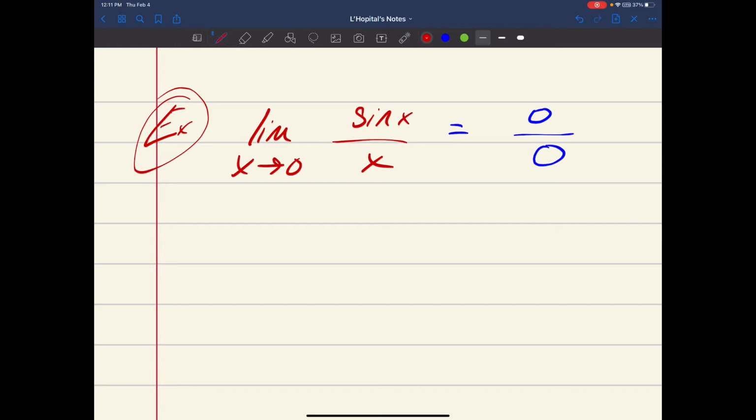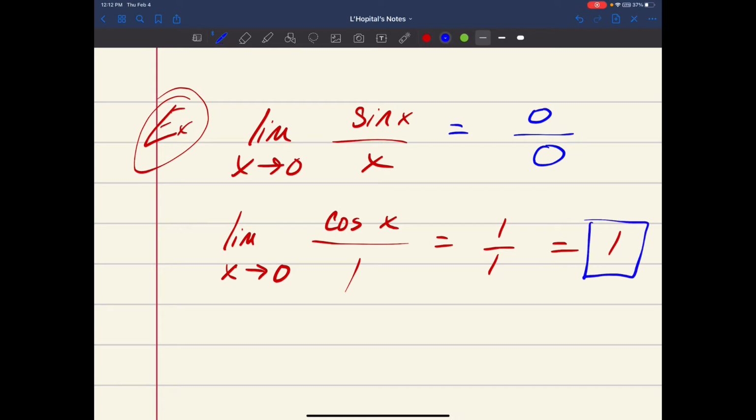So what I'll do is take the derivative of the numerator and denominator. And this is a fairly quick problem. The derivative of sine is cosine. The derivative of x is just 1. And then you try to plug this in again. So cosine of 0 is 1. So this limit is equal to 1 over 1. So it's just equal to 1. So that limit, even though we were memorizing it before, you can see that finding the solution to it is actually pretty simple with L'Hopital's.